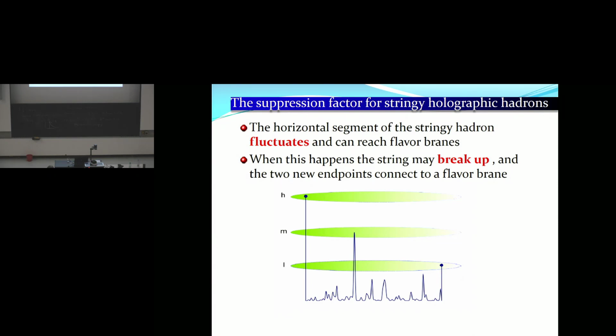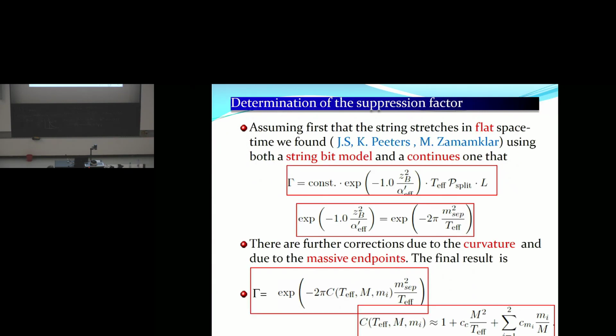So in holography, this meson or baryon fluctuates, and due to fluctuations it can hit this flavor brane. So you have to be able to calculate the probability that it will hit a flavor brane, and from that you will get the decay width. With Maria Zamaklar and Casper Peters many years ago, we did this calculation, and we found that it behaves like e to the minus m string, further modified because of the massive endpoint, but that's essentially the basic behavior.